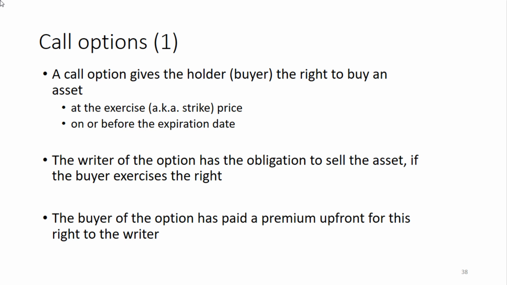And because one party has a right but not an obligation, and the other party has an obligation but not a right, it means that this contract is more attractive to one party than to the other party. So for the buyer, this is a more attractive contract, and that means that the buyer needs to pay a premium upfront to compensate for this attractiveness.